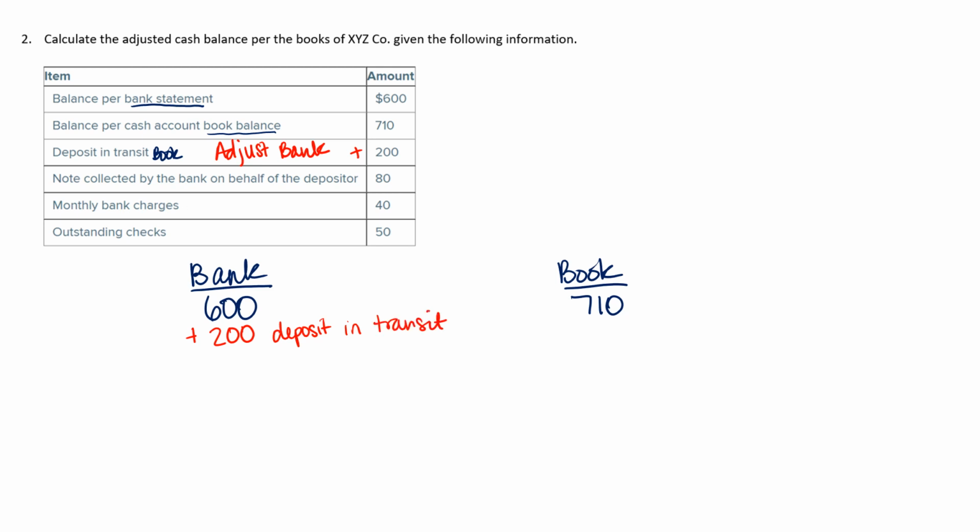Next item says note collected by the bank on behalf of the depositor. So who knows about this already? The bank. Therefore, that means that you have to adjust the books. If it's a note collected, that means money was collected. So that is going to be an addition. So this is a book adjustment. So you add $80 as note collected by bank.